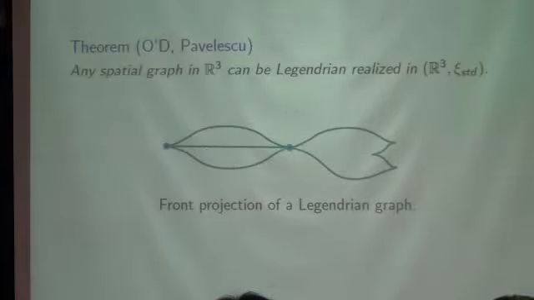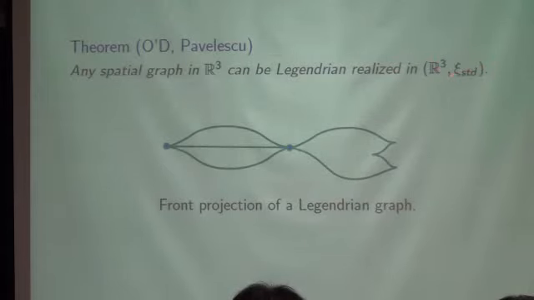Okay. The very first question should be whether you will always have a Legendrian realization. If I'm given a spatial graph in R3, can I Legendrian realize that? The answer to this is in the positive. For any spatial graph in R3, we can Legendrian realize this with the standard contact structure.